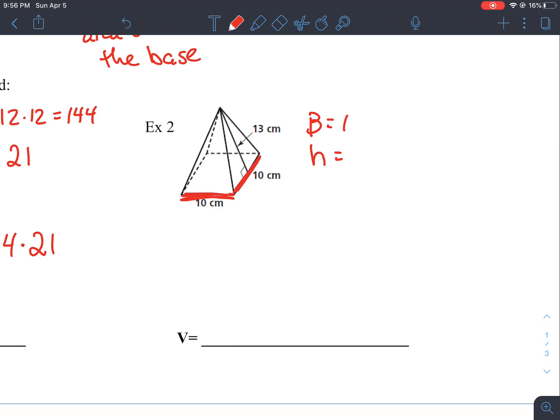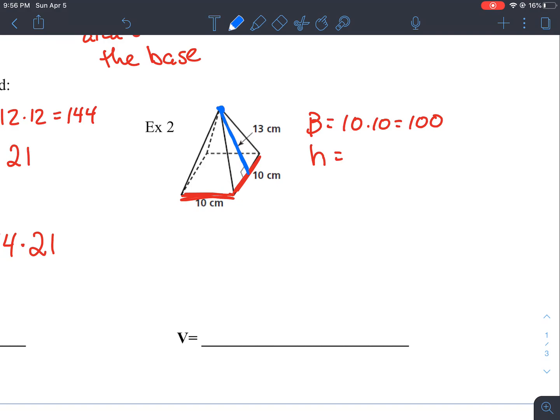the base, it's 10 by 10, so 10 times 10 is 100. Now, notice this piece right here, this 13, is not the height. It's starting at the apex, or the vertex, but it's not going straight down to the middle of the base. It's running along the side. So this is actually what we call the slant height.